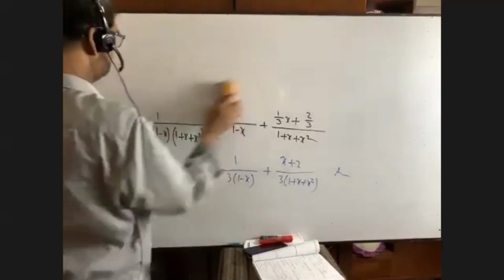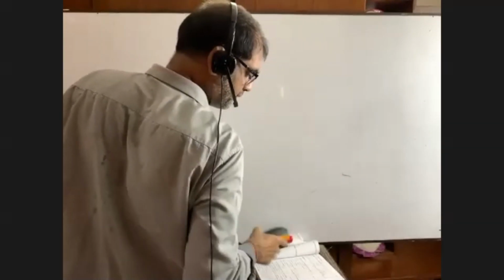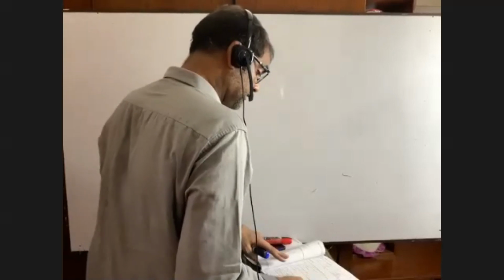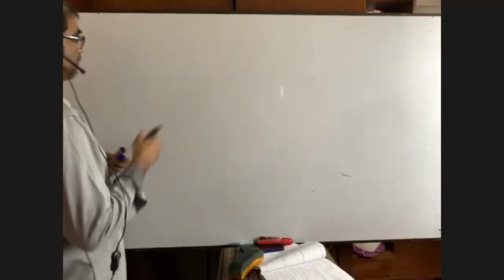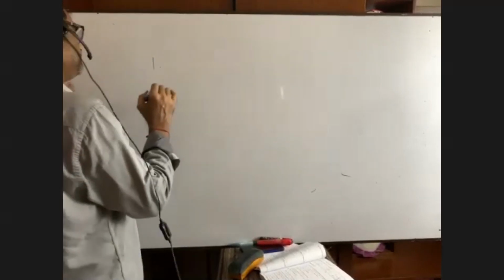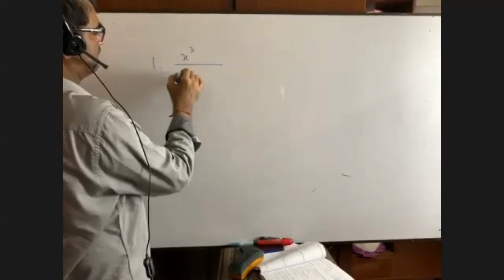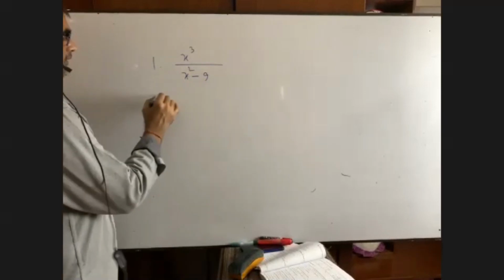Okay. Anyway, now what will you do? You will practice some maths at home. And what are the maths? You please try to understand. Number 1, I am giving you some math. Number 1, x cube by x square minus 9. You will do and verify.